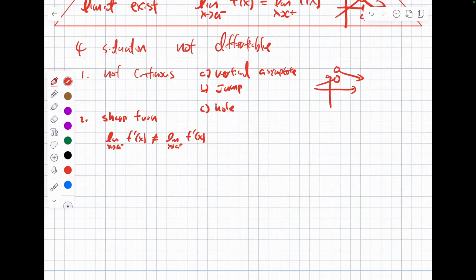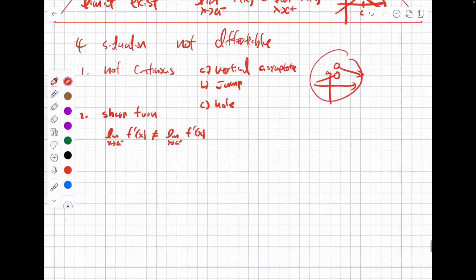It could be 0 to 1. It could be 1 to 1.5. That's still a sharp turn. Okay? Didn't you say jump? Jump is like this. This is a perfect example of a jump, like a piecewise function. They don't reach the same value.